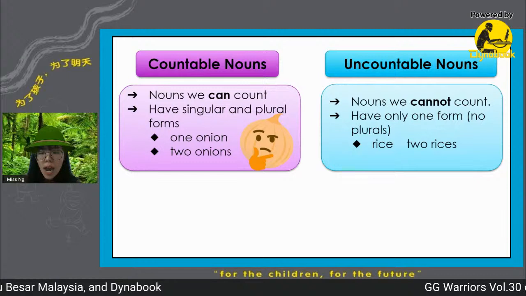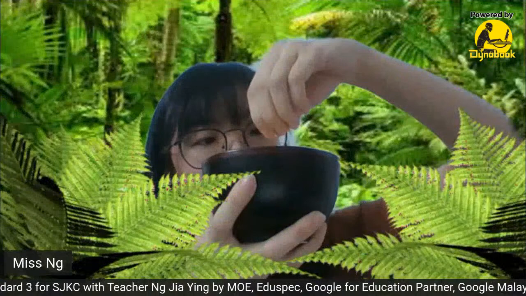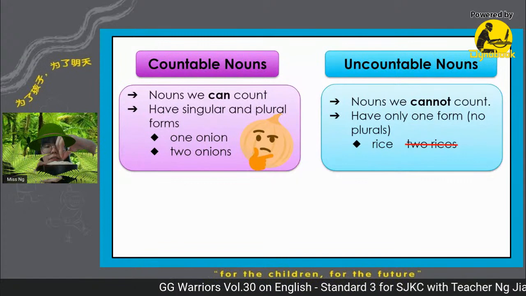So as you can see here, can we count rice? Can we count like one rice, two rices, three rices? You can't, right? So when you count like that, you are going to count for a few days, OK? So rice, we cannot count them. So rice is actually an uncountable noun. OK, so everyone, can you see? These are rice, 饭粒. Okay, 我们不能算的. Okay, so now let's look into our slides again.